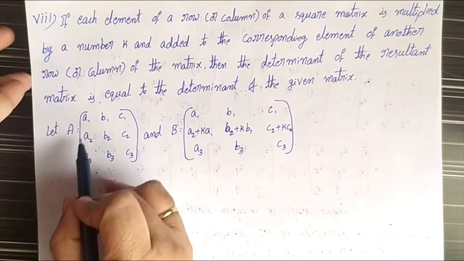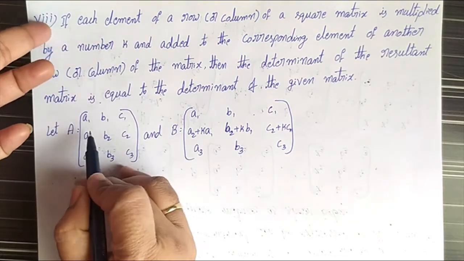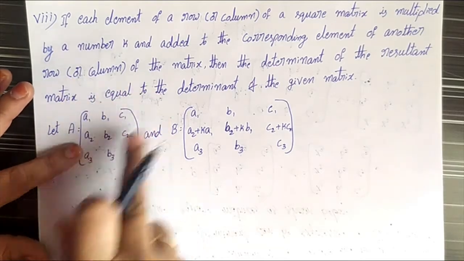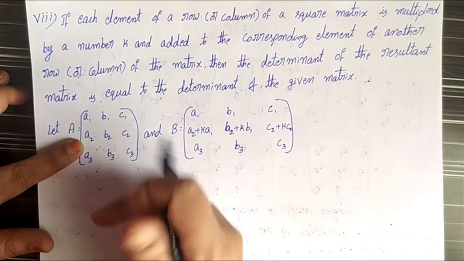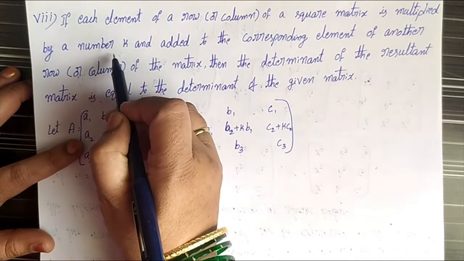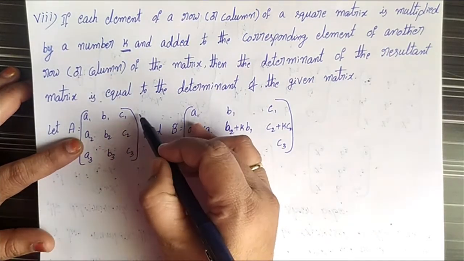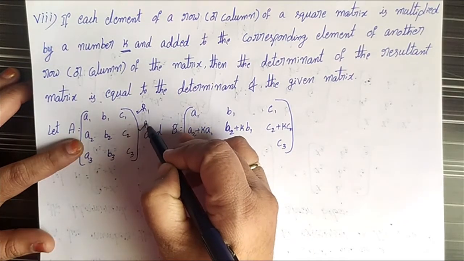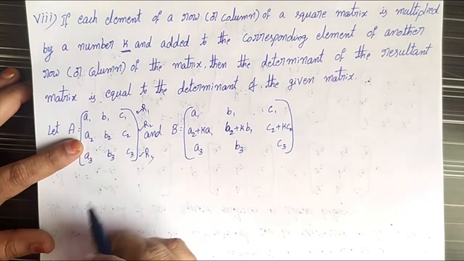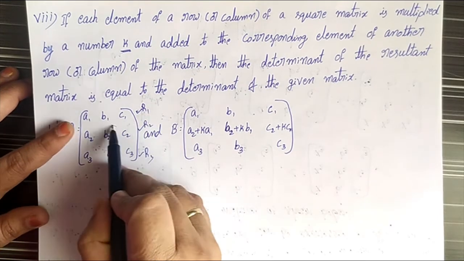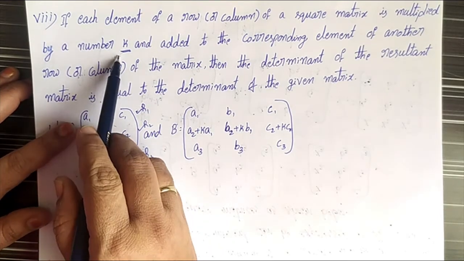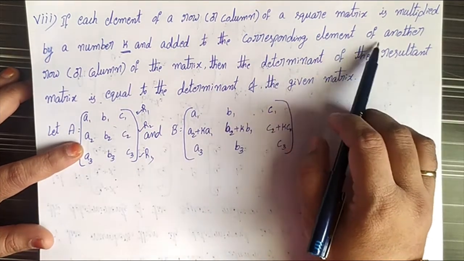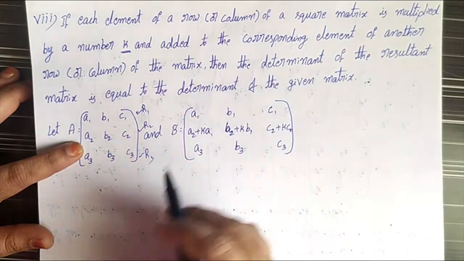Here what it says is, if each element of a row, we select some row, of a square matrix is multiplied by a constant number k, we can select the R1 row in this matrix. This is R2, this is R3 row. First the R1 row multiplied by k gives kA1, kB1, kC1, and the corresponding element of the other row is added.